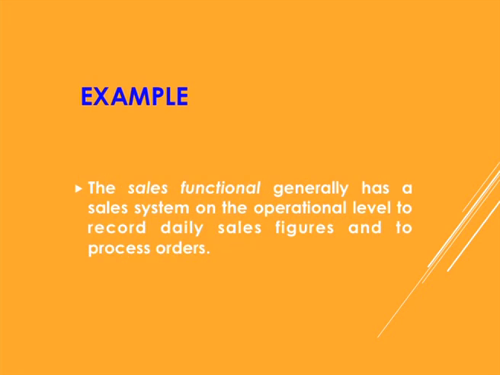The sales function generally has a sales system at the operation level to record daily sales figures and process orders. This is one more example of this particular operation level. Generally, we will find operation level systems in any organization at the bottom level.